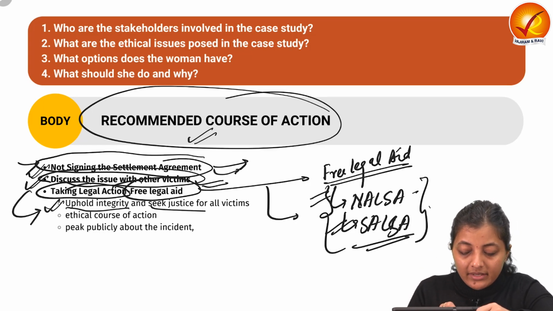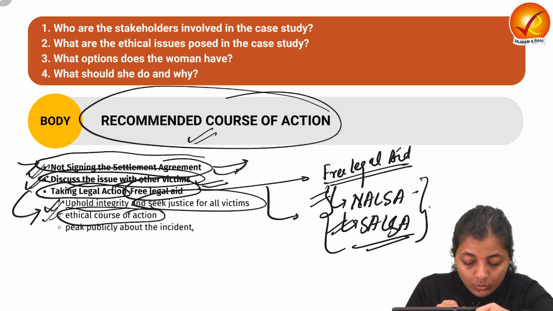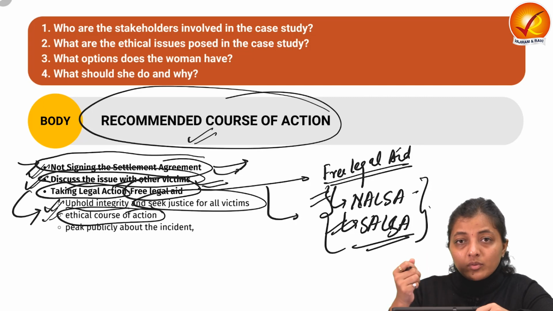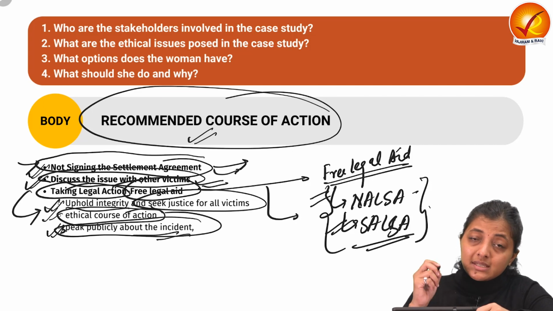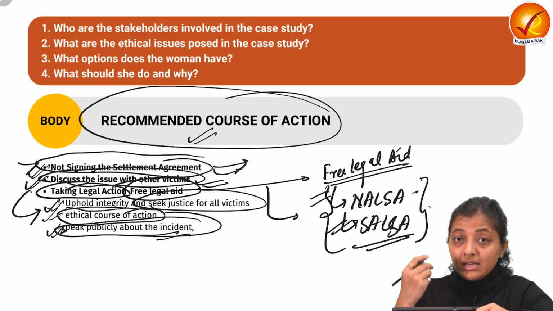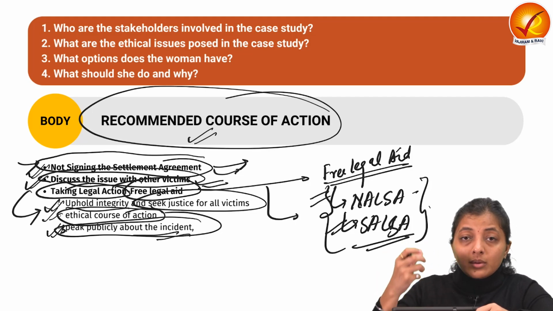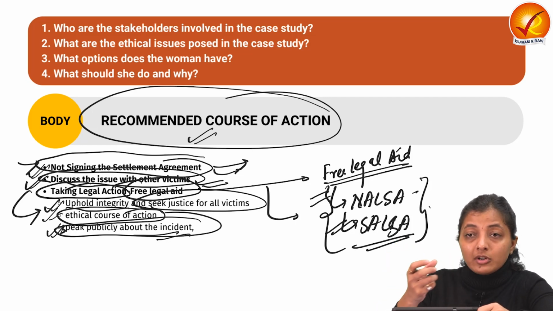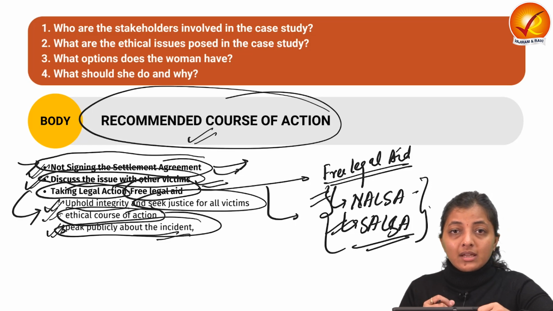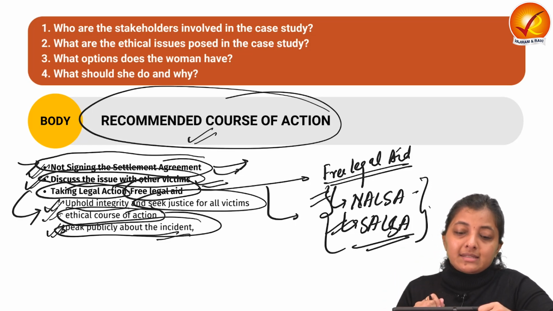Then what happens when she takes this action? This upholds the integrity and seeks justice for all the victims as well. This is the ethical course of action, not complying with the silence demanded by the executive and the company. Then she can speak publicly about the incident. She can discuss it with the other colleagues as well. She can say that this executive has done wrong, and she can also talk about the company, that a company should have professional ethics and a proper work culture, and that it is just for profit motives denying everything else.